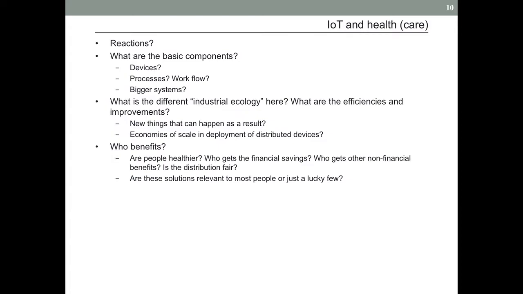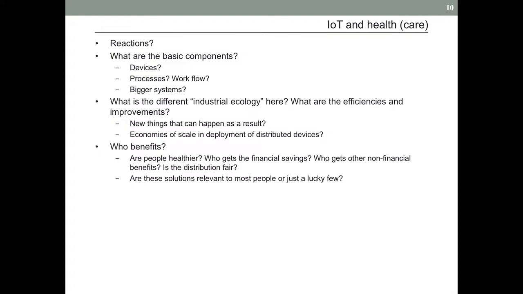And of course, we will spend some time asking about who benefits. Are people healthier? If there are financial savings, who gets them? If there are other non-financial benefits, to whom do those accrue? And does the distribution of all this feel fair? We won't answer that conclusively, but I do think it's important to pick away at all of these pieces.